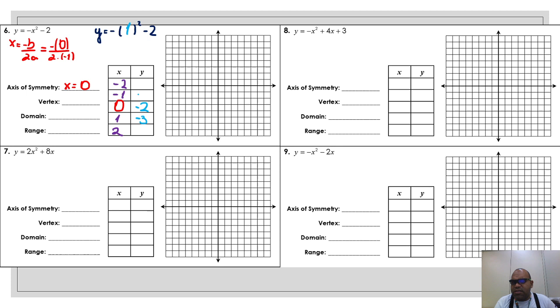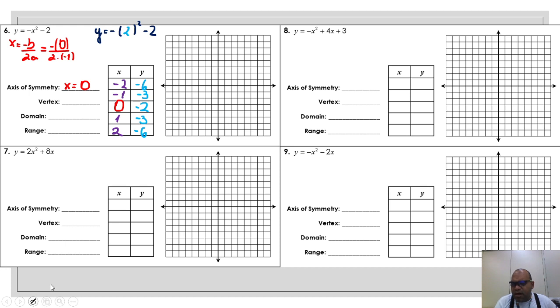It is symmetric, so it's negative 3 also for negative 1. And when it's 2 or negative 2, it doesn't matter. 2 squared is 4. Negative 4 minus 2 is negative 6. Great. I have all the information that I needed.